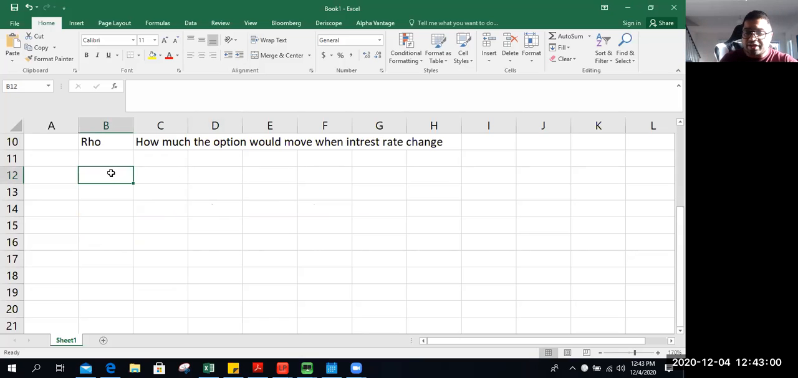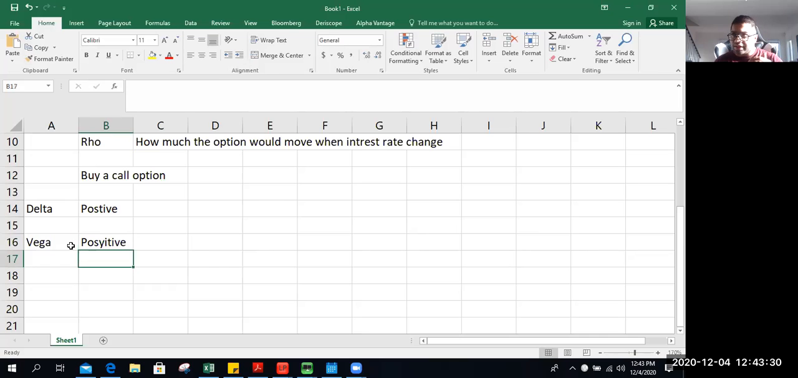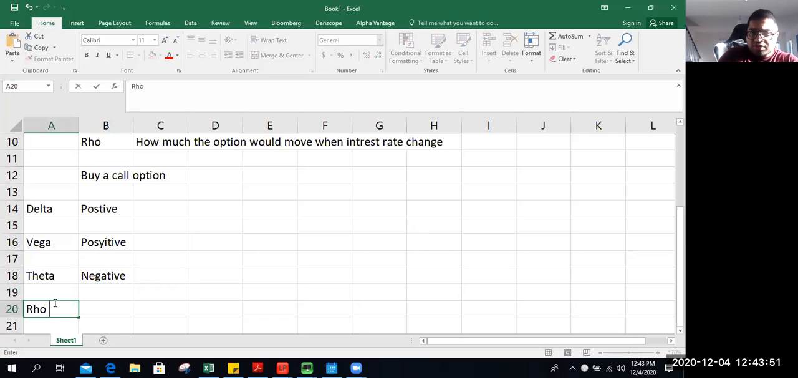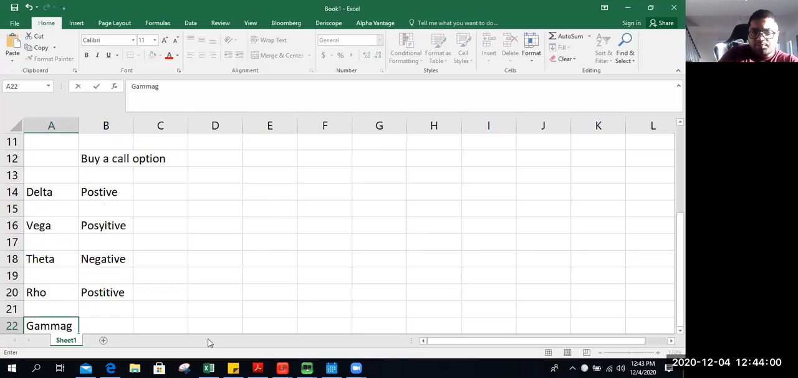So let's say the first position that you take in options is you can buy a call option. Okay. So when you buy a call option, delta is positive. It means if the underlying goes up, the call option also goes up. Then vega for a call option buy is positive, which means if the stock becomes more volatile, your option prices will go up. Then theta for a call option buy is negative. So when you buy call options, each day that passes, your option price goes down by the theta amount. And rho is positive. And finally, gamma, not that material, but it is positive.